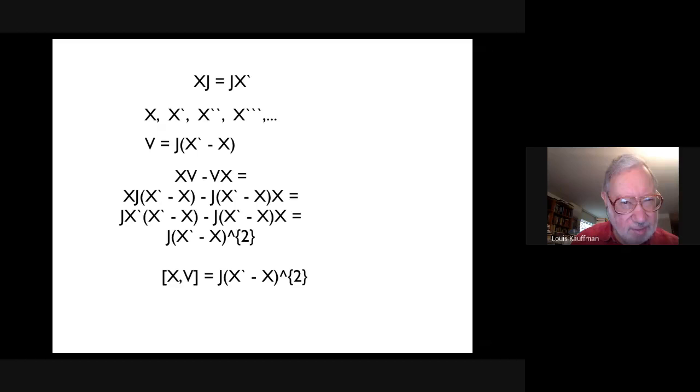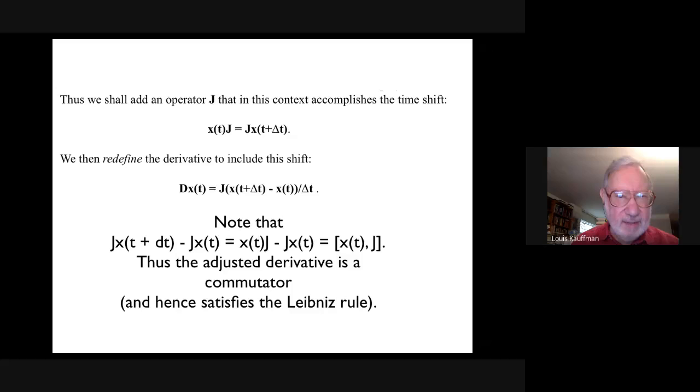I'm going to be repeating myself on this if you find this a little hard to remember. So here I'm repeating it again in the calculus form. I would have x of t times j is j times x at t plus 1. And I redefine my full discrete derivative to be j multiplied by the ordinary discrete derivative. Now, it's amusing to see what happened here. Pardon me for shifting my notations too many times. dt just meant delta t. I have j times x at t plus dt minus j times x at t. That's what happens in my difference quotient at the top, right? But j times x at t plus dt is x of t times j. So you see, that difference now is the commutator of x of t with j.